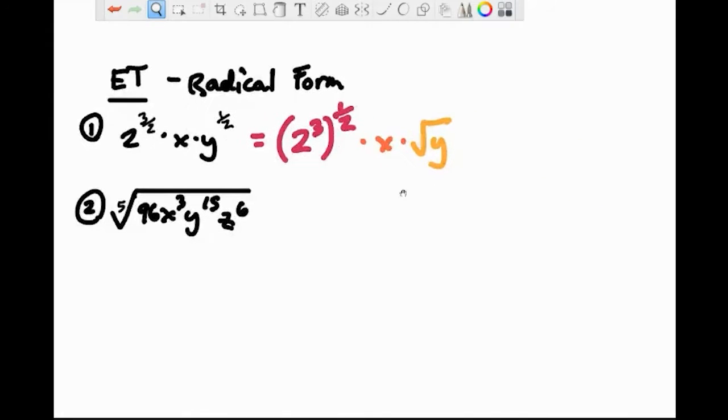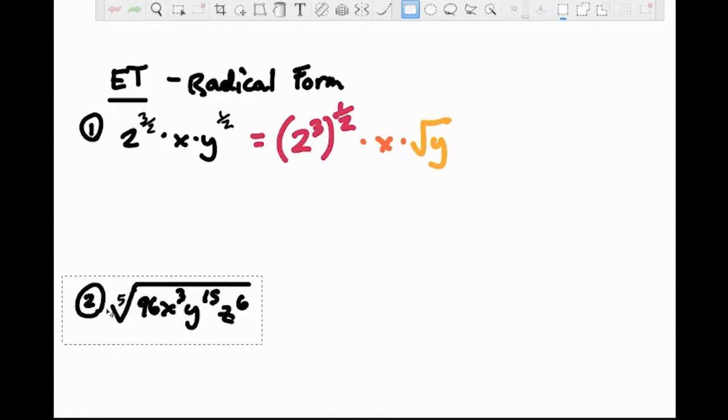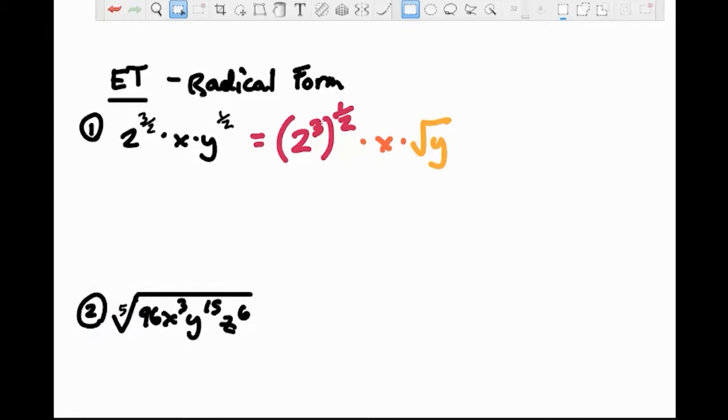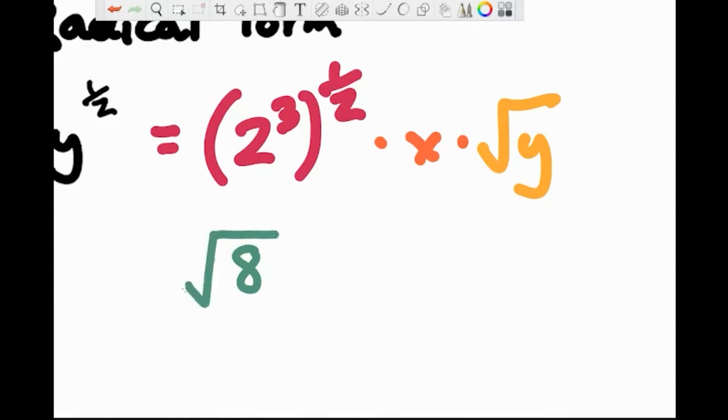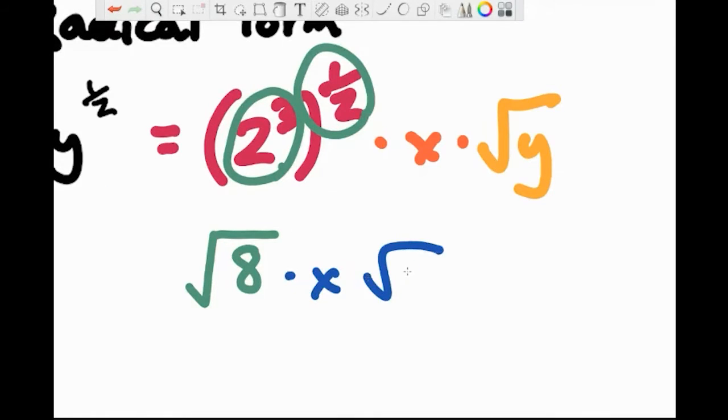Okay, we're not done yet because that's 2 to the 3rd to the 1/2 power, which is not in radical form. So we're going to do that right now. So 2 to the 3rd is 8. So this is going to be 8 to the 1/2 power, which is really just the square root of 8. Okay, so this is 8. This is the square root. Okay, times x times root y.